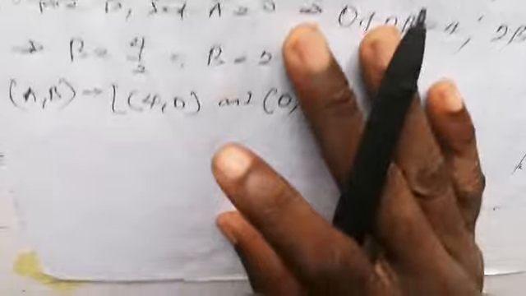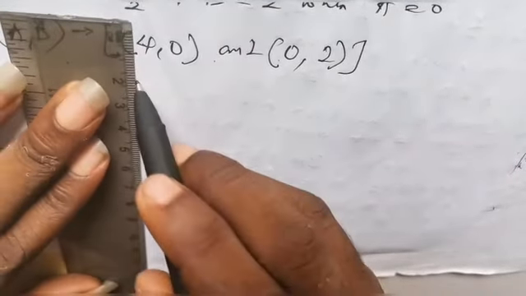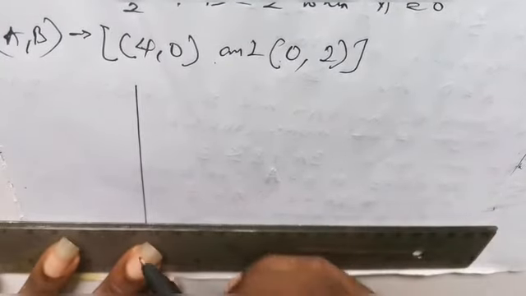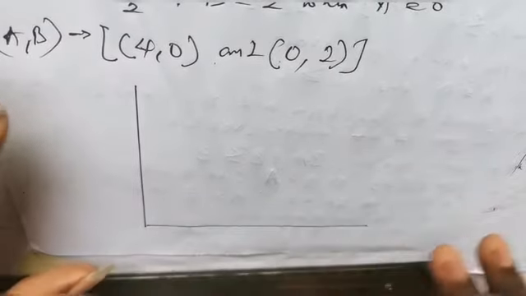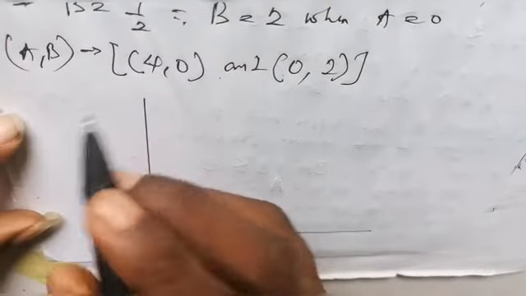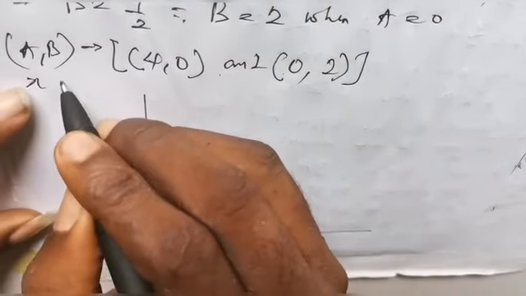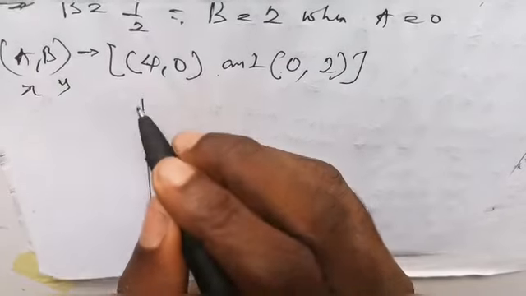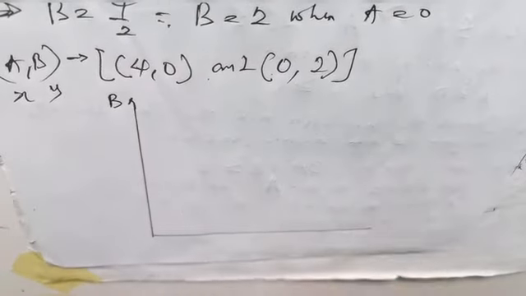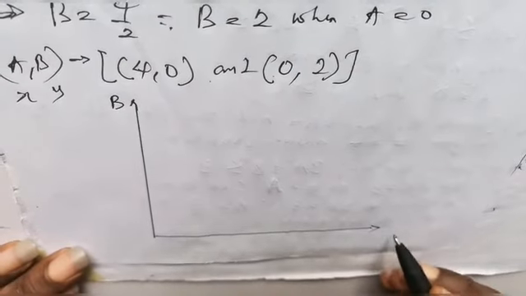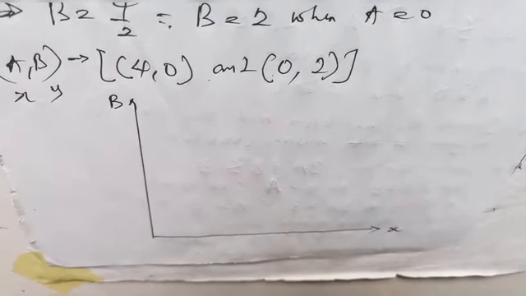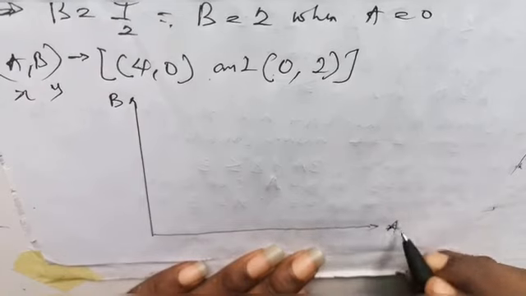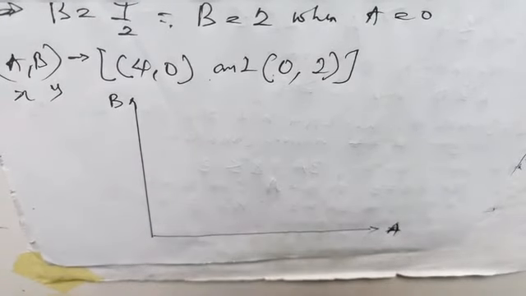So you plot a graph of a and b. Remember, in the coordinates we have a and b, where a stands for the x axis and b stands for the y axis. So over here are the values of b on the y axis, and over here are the values of a on the x axis.